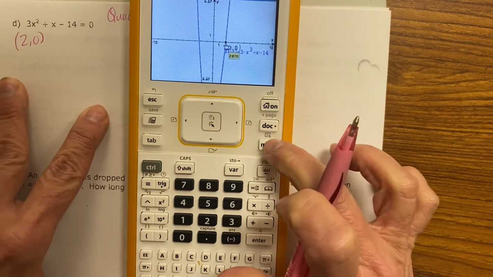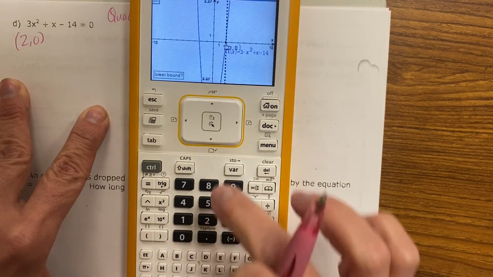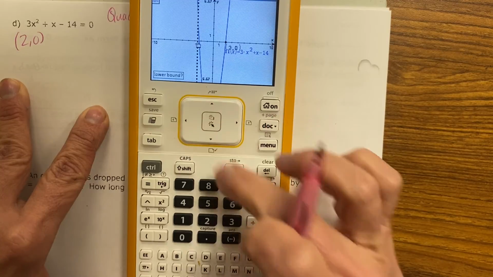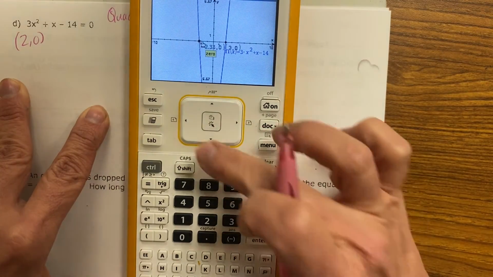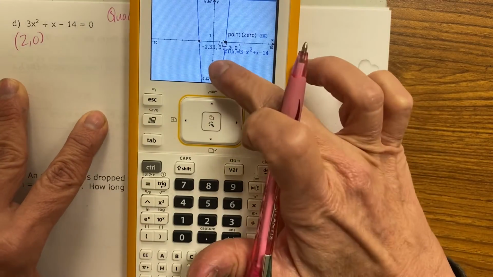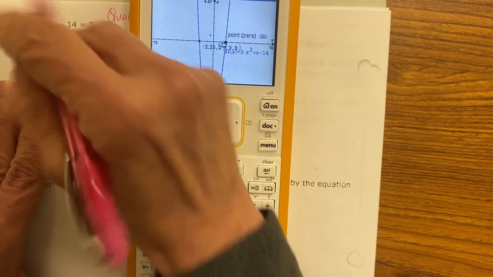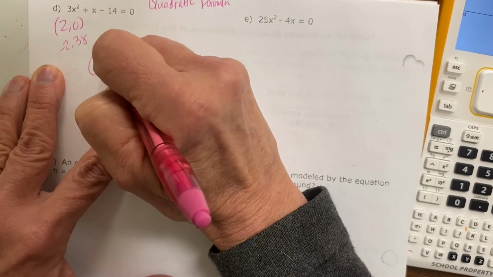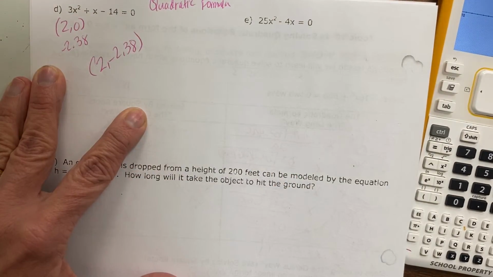And then I'm going to do that again, menu, 6, 1, and I'll bring the graph over here, that little dashed line, and then move it over, and that will tell me my other, which is going to be negative 2.38. And just a reminder that when we write our zeros, we'll write it like this. Put them together.